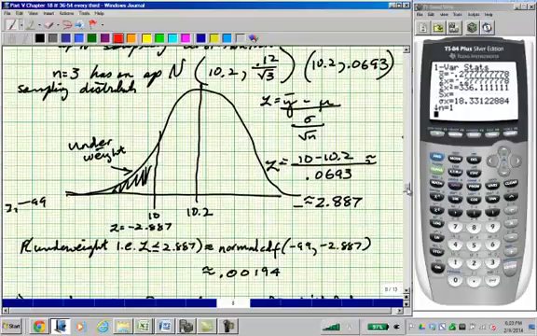Okay, so we find the z-score. The z-score is going to be 10 minus 10.2 divided by 0.0693, which is approximately equal to negative 2.887, which is a pretty big z-score. So the probability that the bags will average less than 10 ounces is really small. Definitely less than 1%.